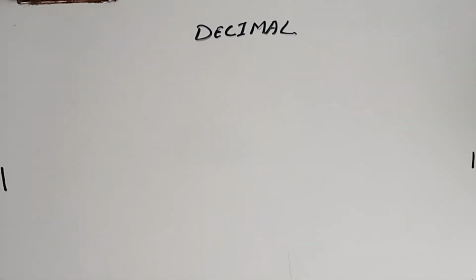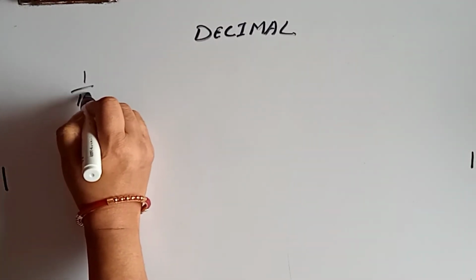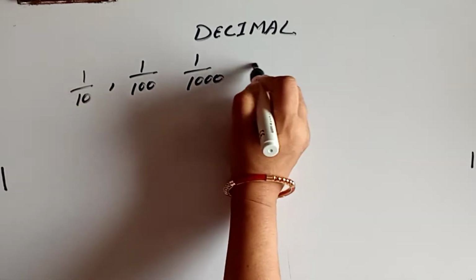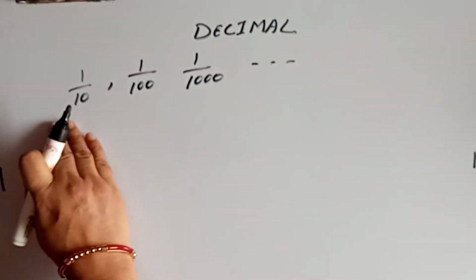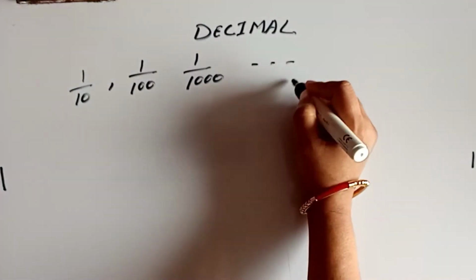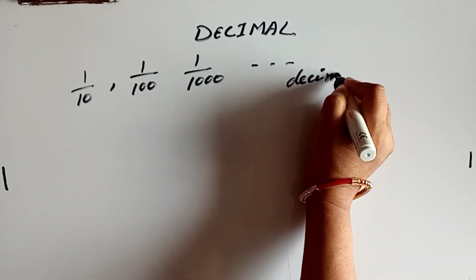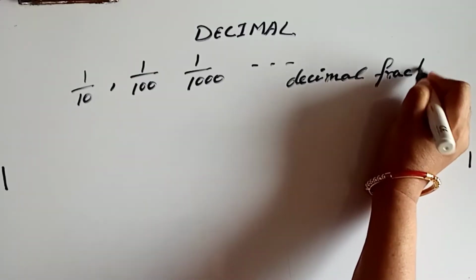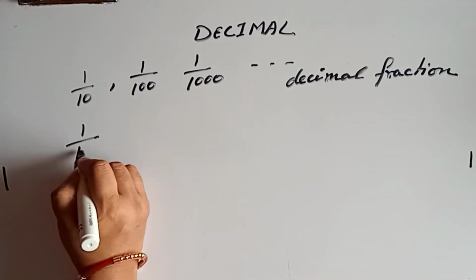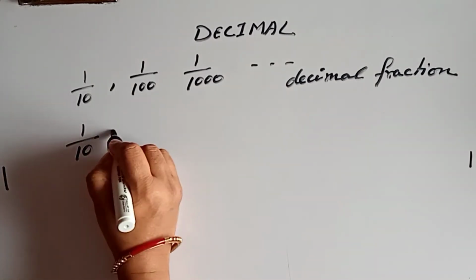Okay, let's start. Now first thing, the fractions whose denominators are 10, 100 or 1000 etc. are called decimal fractions. Example, 1 by 10, 1 by 100, 1 by 1000 and so on. So all the denominators are either 10, 100 or 1000. So they are known as decimal fractions.